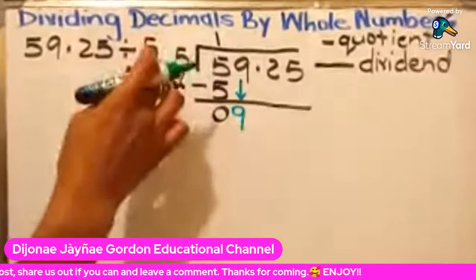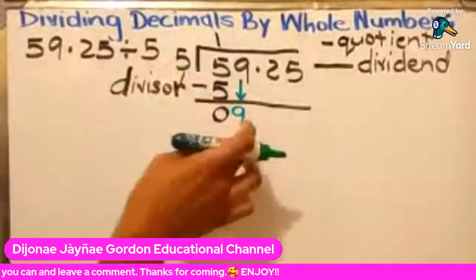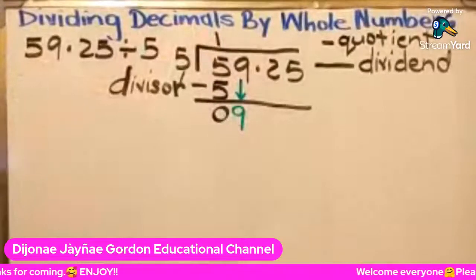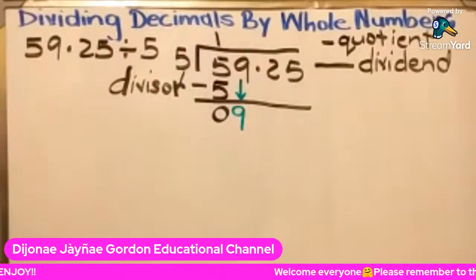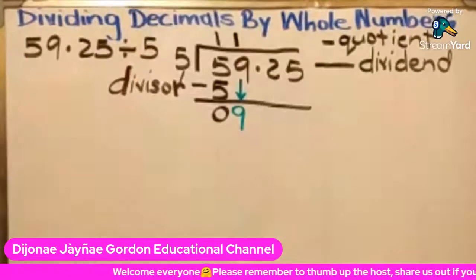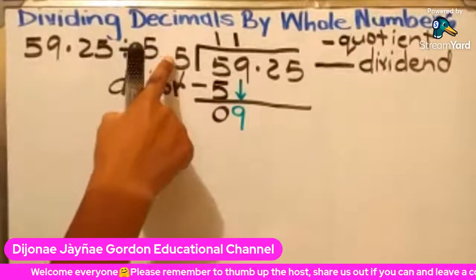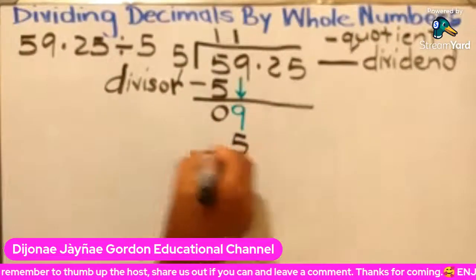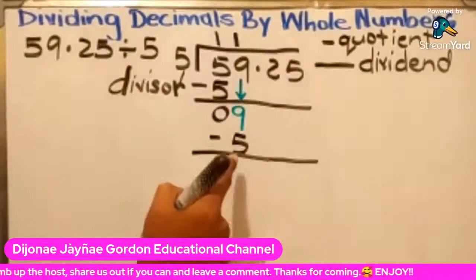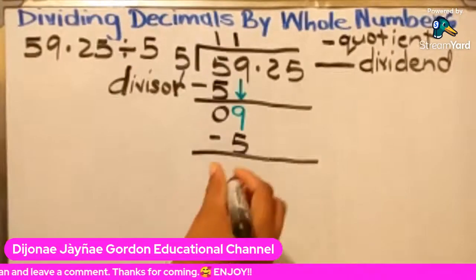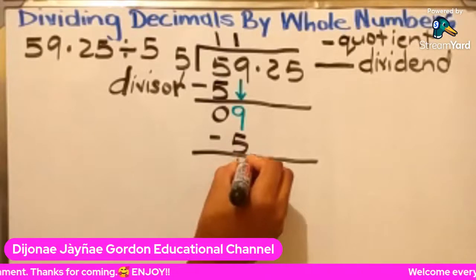So I'm now going to say, how many groups of 5 can we get from this 9? And of course, we can only get one group of 5. I'm going to put the one group of 5 that we can get right there. The next step is to multiply. 5 multiplied by 1, you are going to get 5. Then we're going to take away again. So now we have 9 things and we give away 5. We are left with 4.